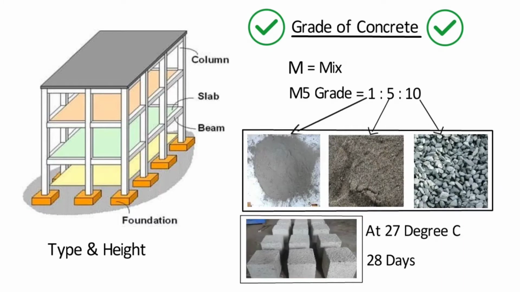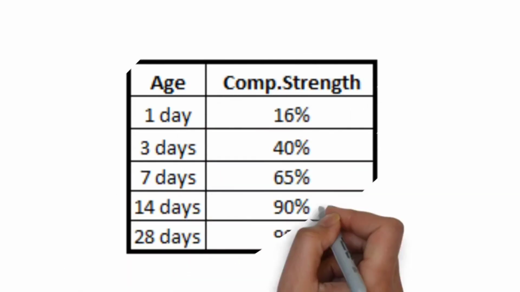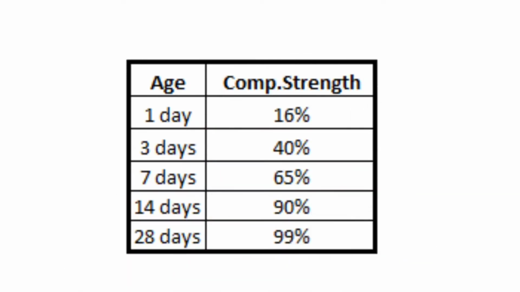Now the question is, why 28 days? Why not 20 or 40? This table shows the compressive strength of concrete with its age. Here you can see concrete achieves 40% strength in 3 days, 90% in 14 days and 99% strength in 28 days.